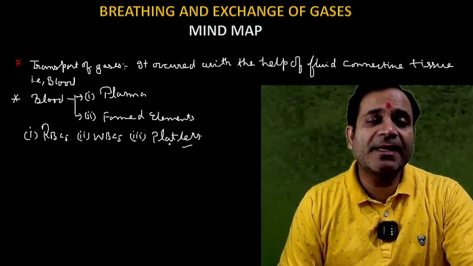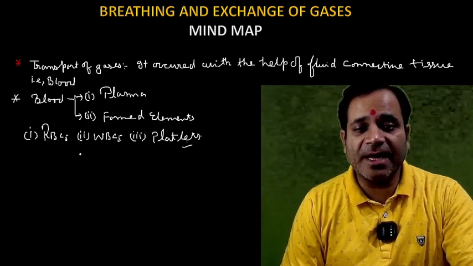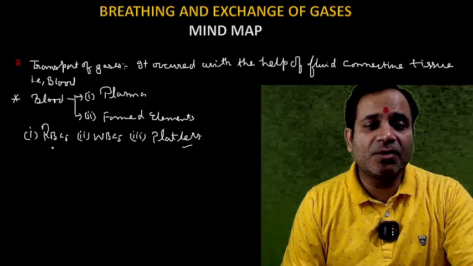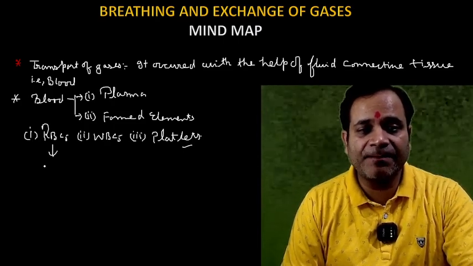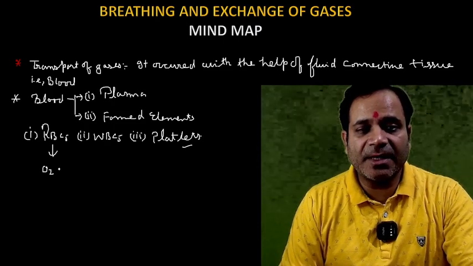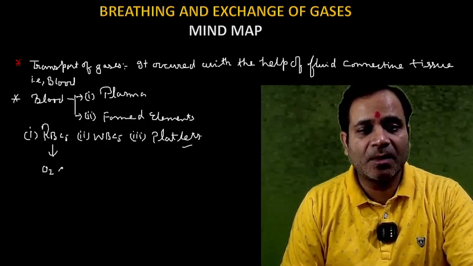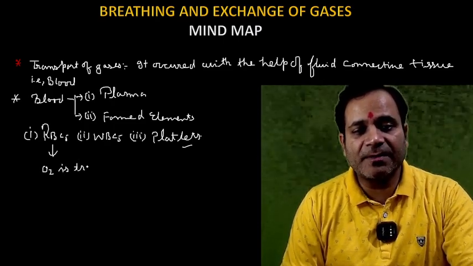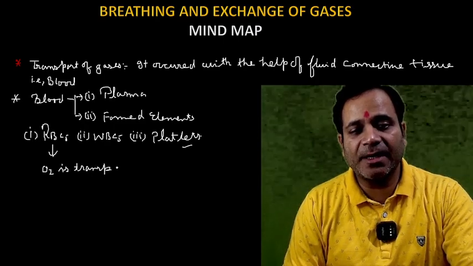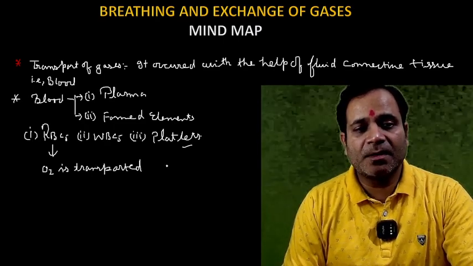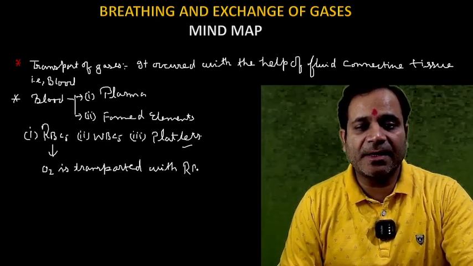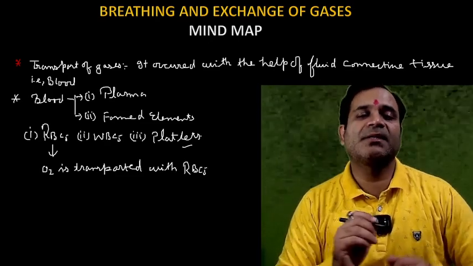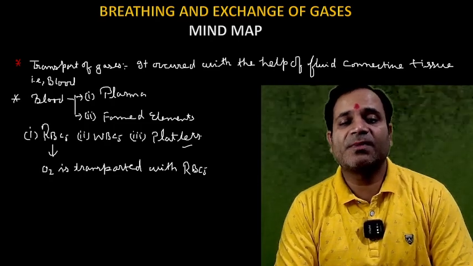Now the question is how the transport of gases will take place. Mainly you know that oxygen binds to what? RBC. So O2 is transported with the help of RBCs, red blood cells, or you can say corpuscles, my dear. So oxygen is transported with the RBC.